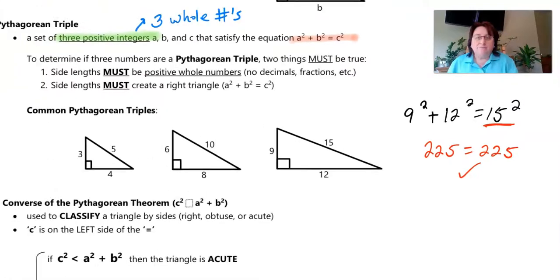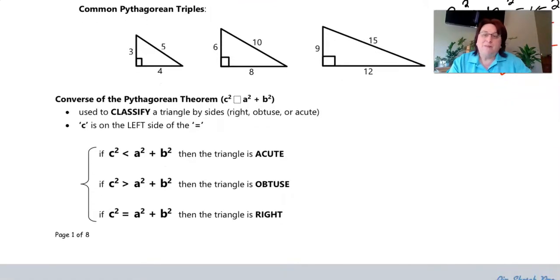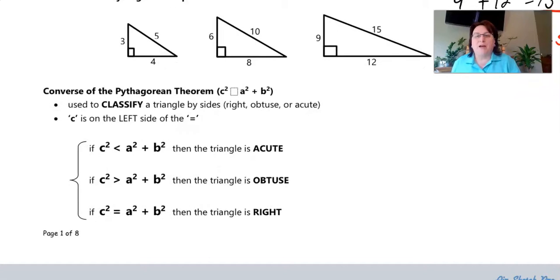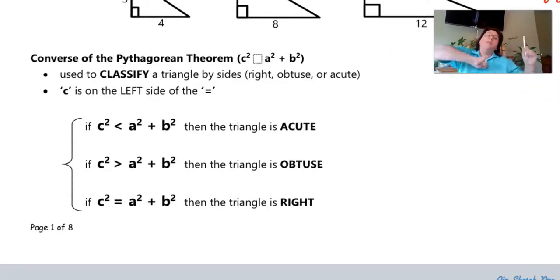Okay? All right. Now, remember I told you guys we were going to talk about the converse of the Pythagorean theorem. So let's talk about what that is. The converse of the Pythagorean theorem, guys, we're going to actually put the c squared on the left-hand side. And what we're going to do is we're going to use this, the converse of the Pythagorean theorem, to classify triangles by its sides. We don't even have to graph it. All we need to know is the three side lengths, okay?